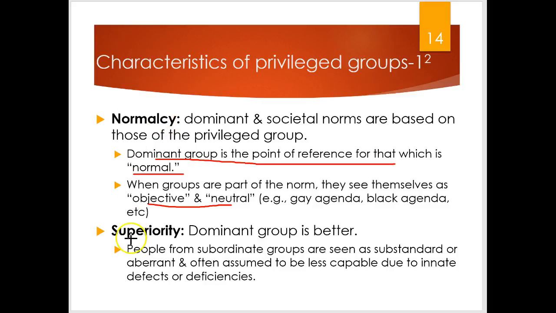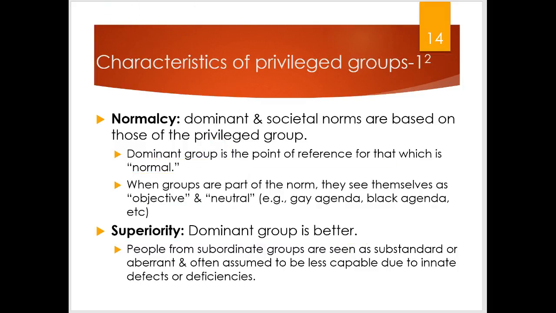Okay. Another common characteristic of privileged groups is that they see themselves as being superior. One of the chief definitions of any sort of ism is a perception of superiority. Racism is all about believing that white people are superior to other groups. Sexism is typically the perception that men are superior to women.